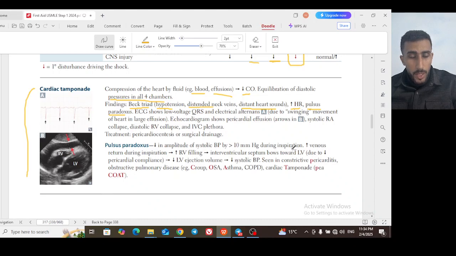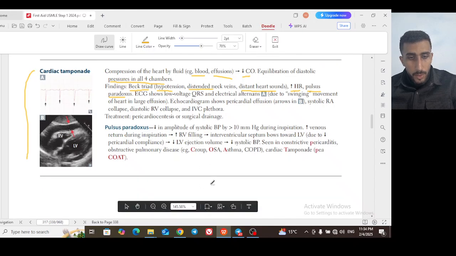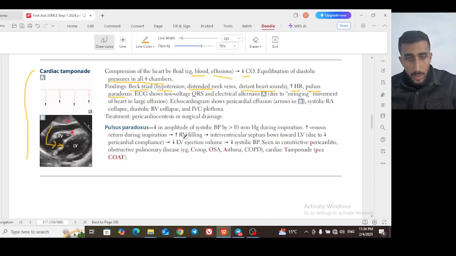So during inspiration, you remember that in the heart the blood will go more through the right ventricle, and it will push the interventricular septum to the left side of the heart. So inspiration means an increase in the RV filling, and this will push the interventricular septum towards the left ventricle. So there is pressure from inside the heart, and you remember there is also pressure in cardiac tamponade from outside the heart. So the left ventricle is not getting its ease at pushing blood.